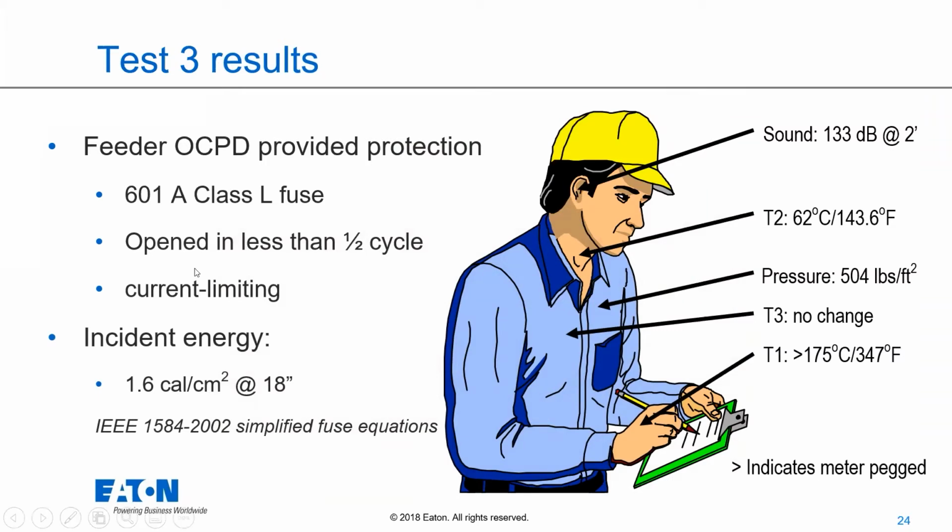But you'll see right here, the biggest thing here is that this opened in less than half a cycle. So not only was this device current limiting, so it reduced the actual amount of current coming through, but it also opened in that less than half a cycle.